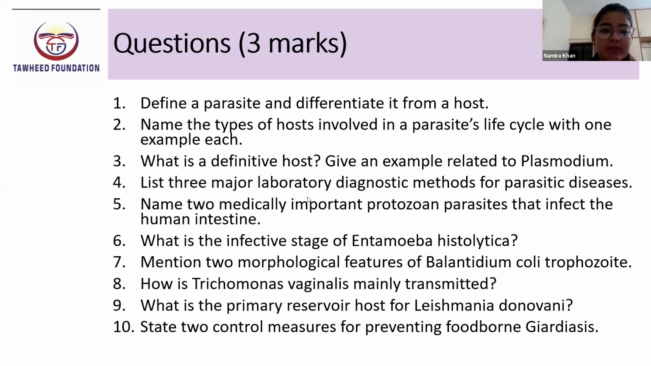Fourth, list three major laboratory diagnostic methods for parasitic diseases. Fifth, name two medically important protozoan parasites that infect the human intestine. Sixth, what is the infective stage of Entamoeba histolytica? Seventh, mention two morphological features of Balantidium coli trophozoite. Eighth, how is Trichomonas vaginalis mainly transmitted?